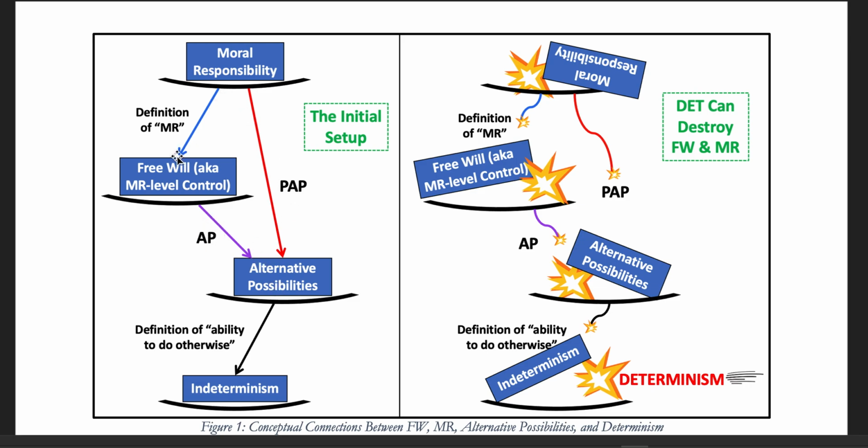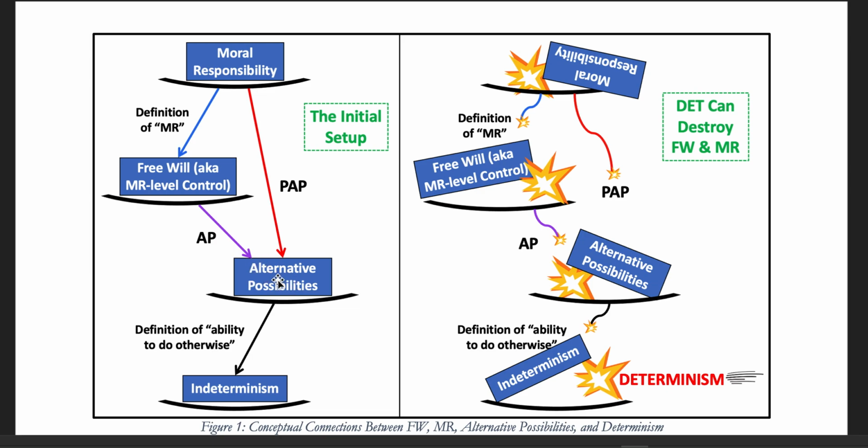So if you look, this is blue, this is red, and this is purple. So you put these together, blue and red, and you get AP. If you have this definition of responsibility where it requires free will, it requires some level of control that we just call free will, but you also think that responsibility requires alternative possibilities, well, then it just seems, just put those together. It just seems like what you're saying is free will, the control that you need for responsibility, requires alternative possibilities. Okay.